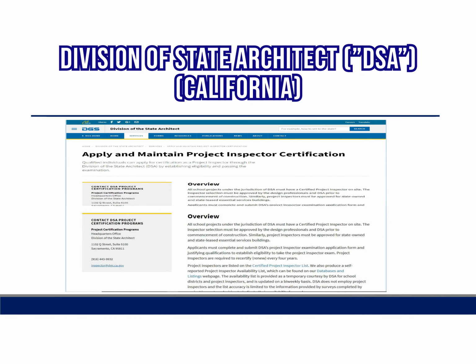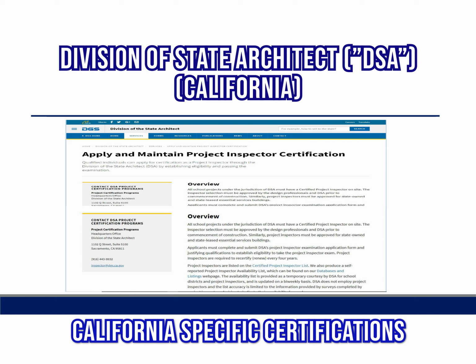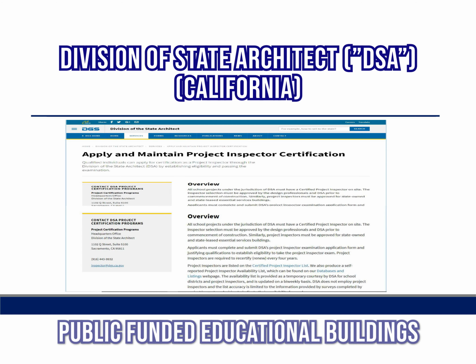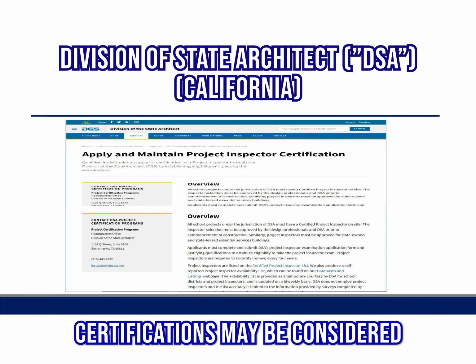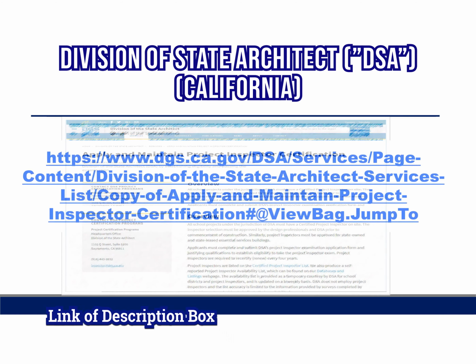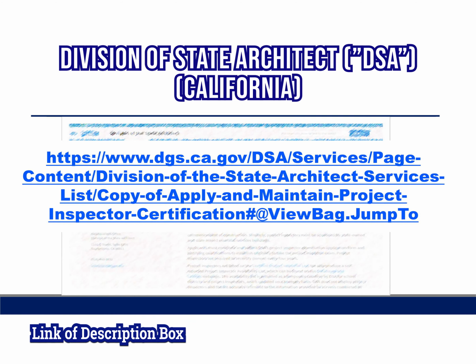This agency, the Division of State Architect, offers certification and training opportunities. However, such certifications are specific to California and are specific to inspections of public-funded school projects. Some agencies will consider such credentials when determining qualified candidates, however. Here is the link, which will also be on the description box below.